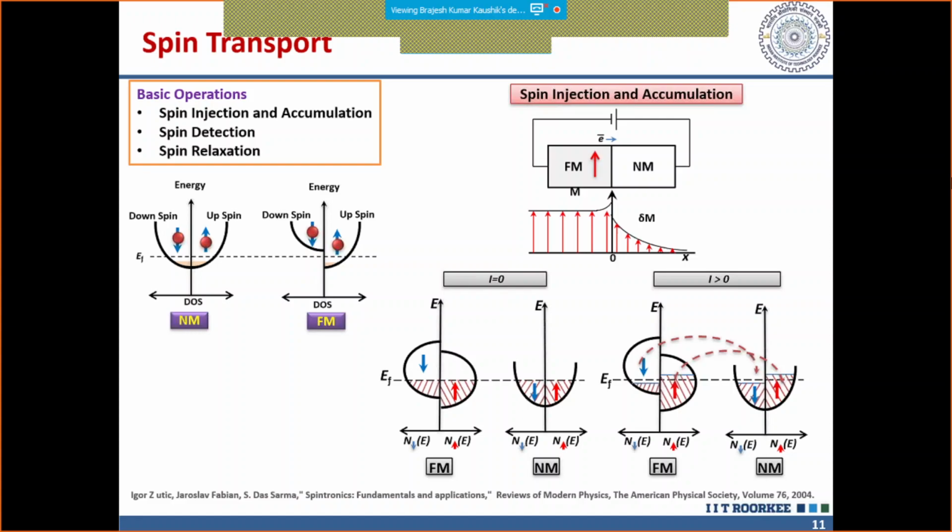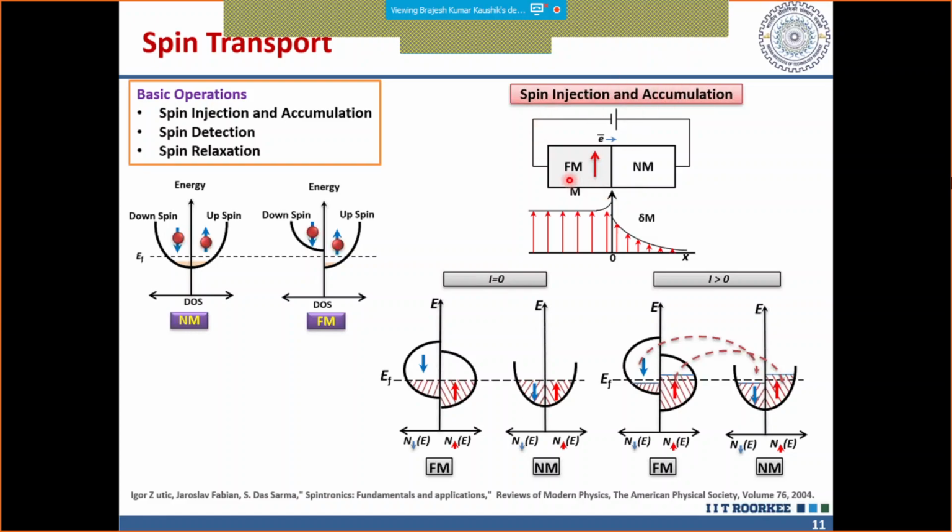Yeah. So I think we can go further into these basic operations: spin injection and accumulation, spin detection, and spin relaxation. All these basic operations have to be carried out when you're working with these kinds of systems. Now, if you see the spin injection and accumulation, this is really very interesting to see.